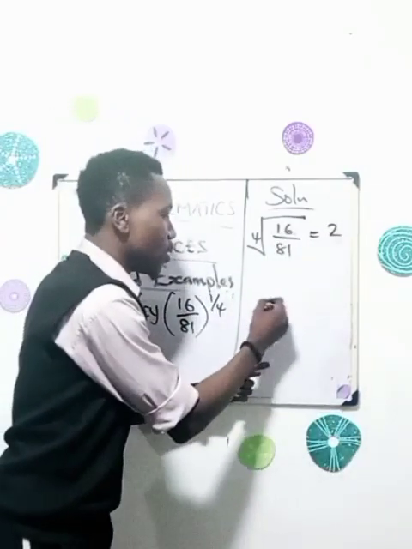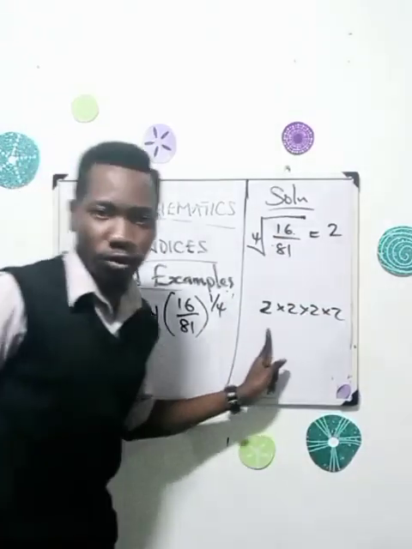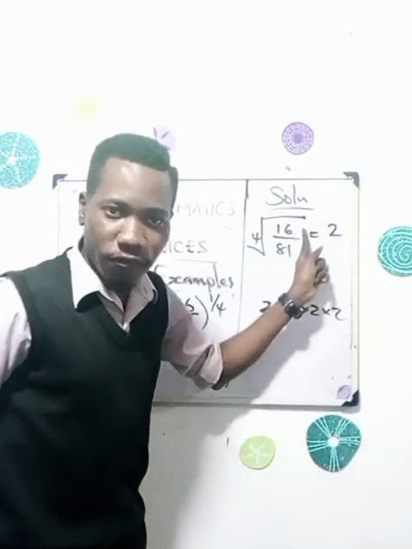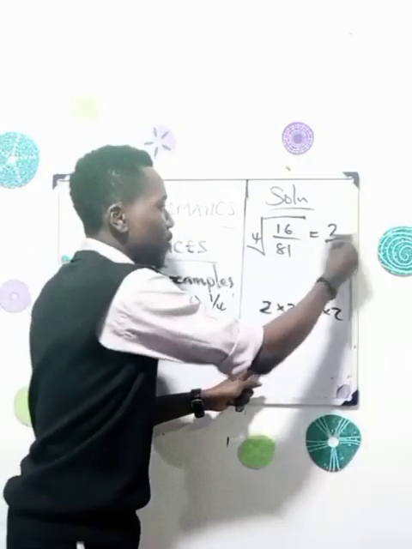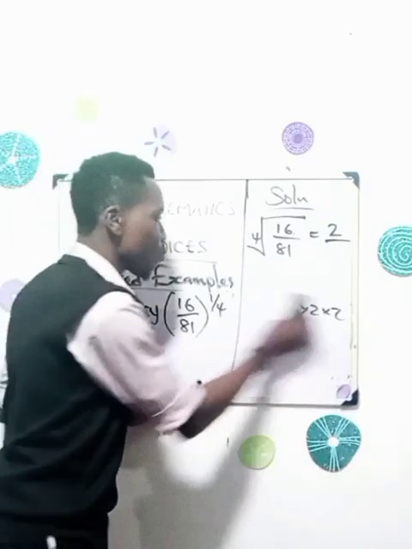Because 2 times 2 times 2 times 2 will give us 16. 2 times 2, 4. 4 times 2, 8. 8 times 2, 16. So the fourth root of 16 is 2. Now how about the fourth root of 81? What's the fourth root of 81?